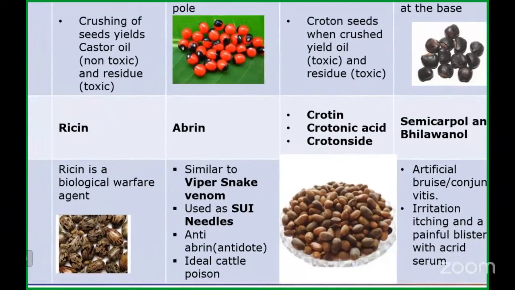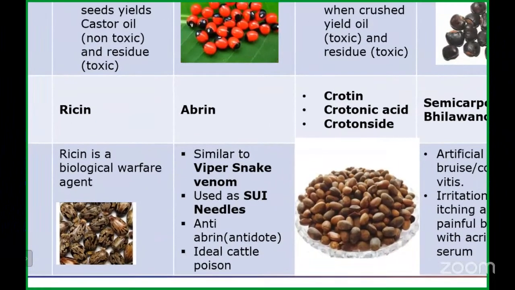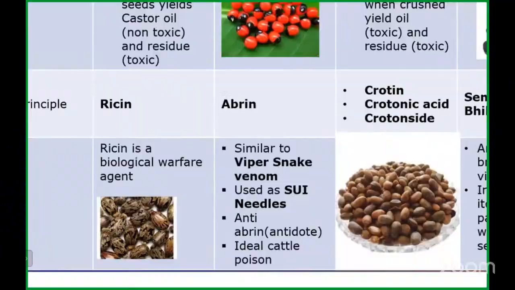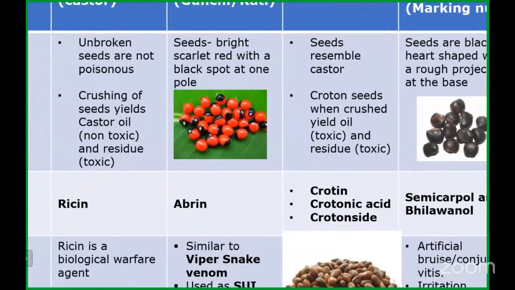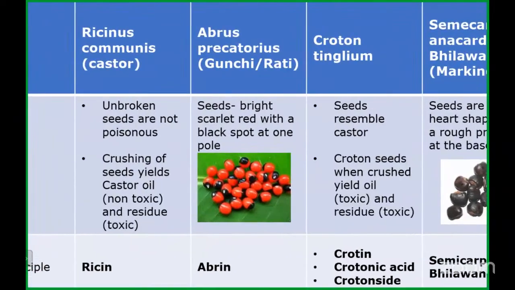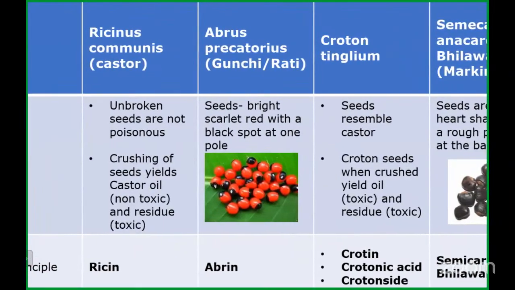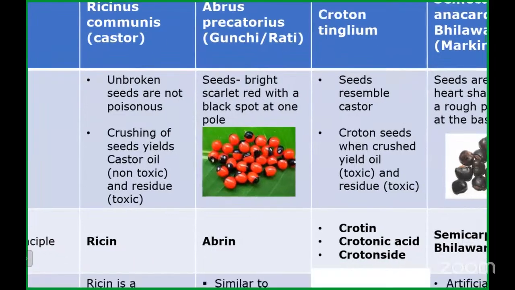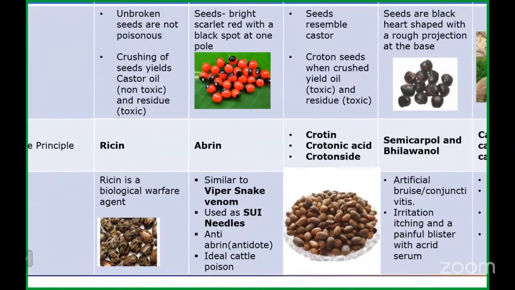Coming from seeds which look like a cockroach, you can see this, to seeds which look red with the heads being painted black. So it mostly looks like crab, red crabs. If you've seen sea crabs are red in color with the eyes looking black. So crab-looking eyes, they are mainly seeds of Abrus precatorius, which is also called gunchi or ratti in Indian names. The seeds are bright scarlet red with a black spot at one pole. The active principle is abrin.